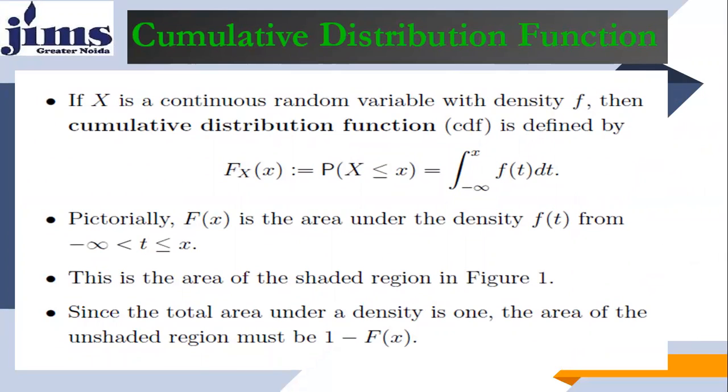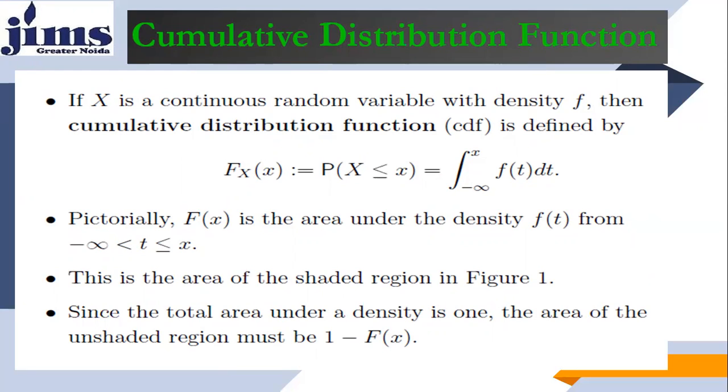So if capital X is a continuous random variable with density function small f, then the cumulative density function is denoted in that manner. Fx of small x is equal to the probability of capital X less than or equal to small x, where x is a maximum value. So we can write the integral from minus infinity to x of ft dt. This is the way that we write the cumulative density function Fx. So what is this Fx? Fx is the area under the density function ft from minus infinity to x.